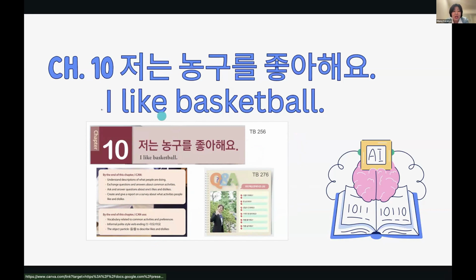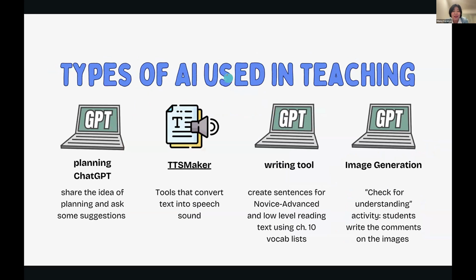So to prepare this chapter, I used these types of AI tools in the teaching for chapter 10. For planning, I used ChatGPT. Actually, I trained ChatGPT as my secretary. I share the idea of planning and ask for suggestions, so I can find other ways to make the students happy with the learning material, but my main goal is to have ChatGPT become my secretary.